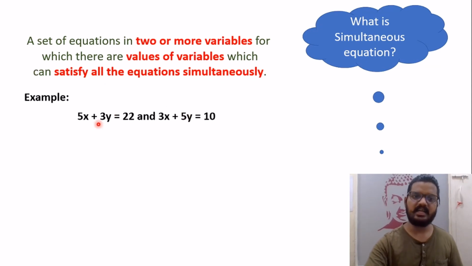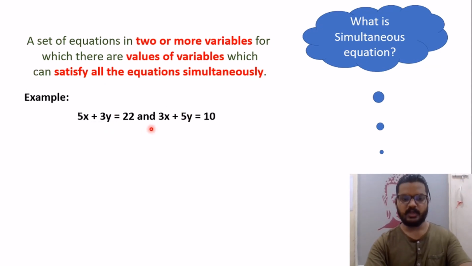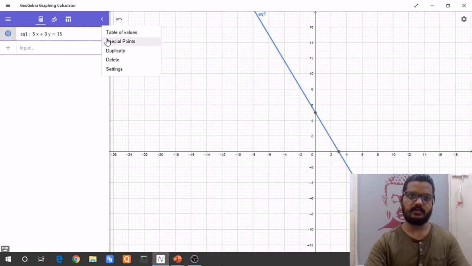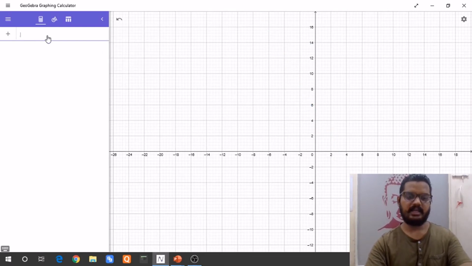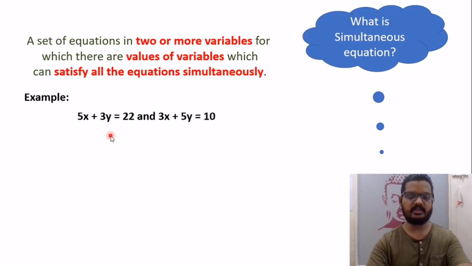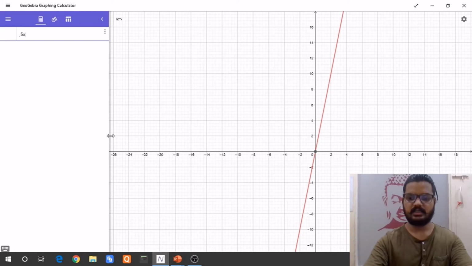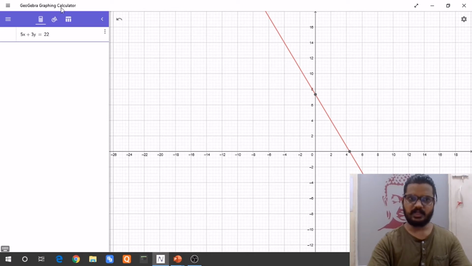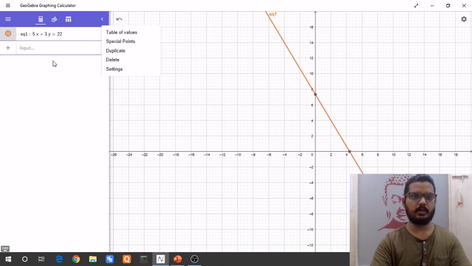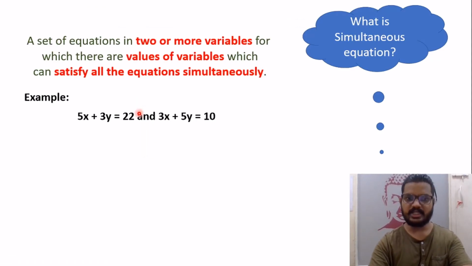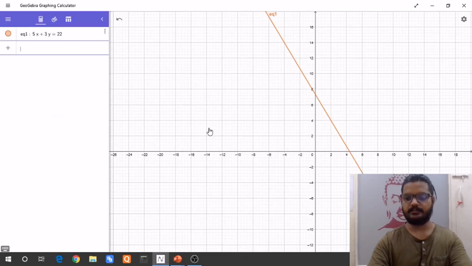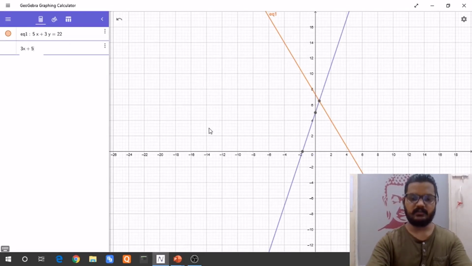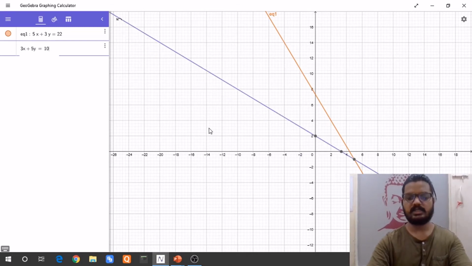Let's understand what that means with an example. The example says 5x plus 3y is equal to 22. So let's create this line on the graph. I'm creating a new line on the graph. Let's recall, 5x plus 3y is equal to 22. That is our first equation. So we got the line right over here. Now since we have to create a new equation, let's create another equation. What was our second equation? 3x plus 5y is equal to 10. So there you go, you have your second line, or second equation.